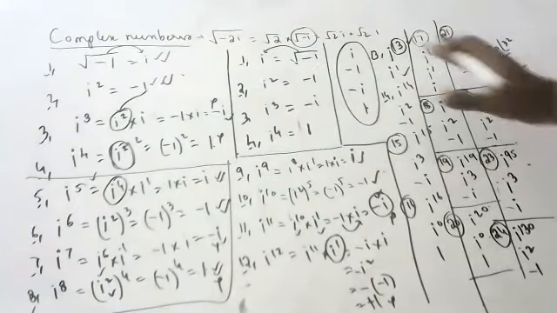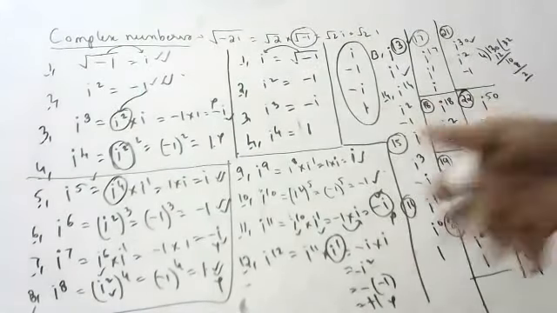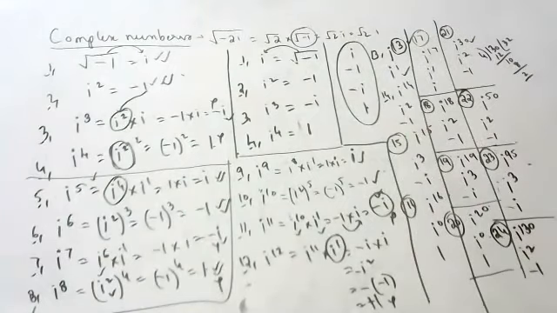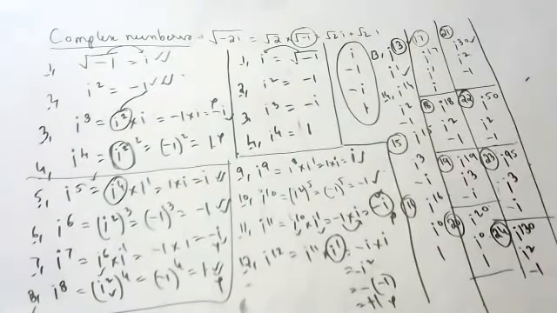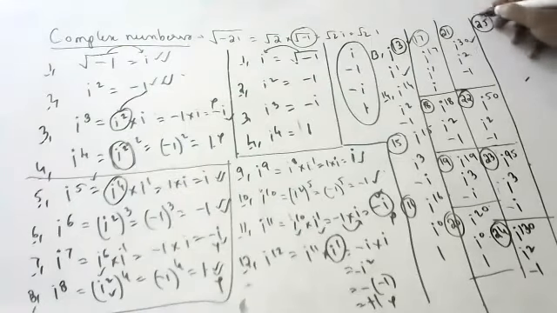Like this, children, so many sums you can do. Even for bigger numbers, however big they ask, you can easily divide with 4 and tell the answer. Simple, children. Last one we will do.